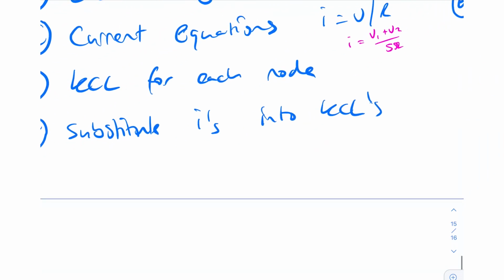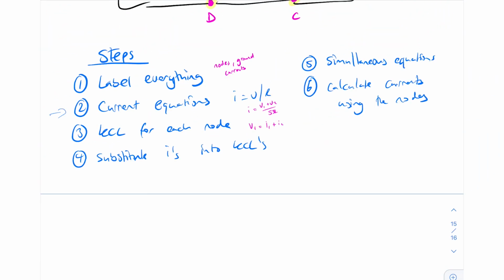Again, we'll go through that again. These are the steps, so I'll go into this in more detail now. But when I was learning this, I tried to make sure I just memorized them. There are 6 basic steps: label everything, do the current equations, KCLs for each node, substitute the i's into the KCLs, do the simultaneous equations for the KCLs, and then calculate the currents using those nodes. So I just memorized those 6 steps, and then it was a lot easier for me in my exam and everything else.